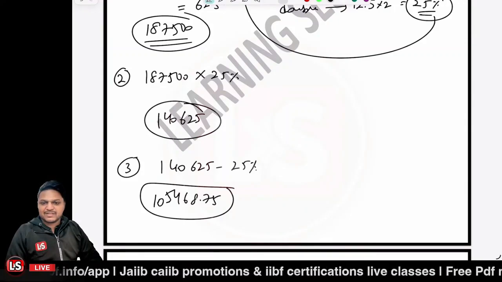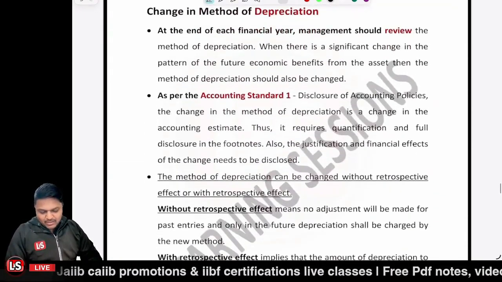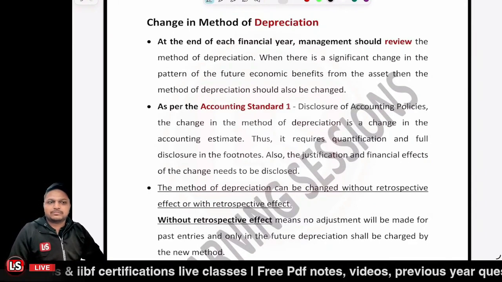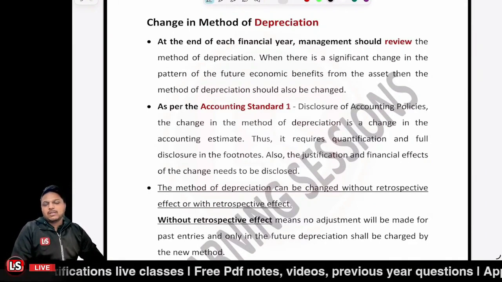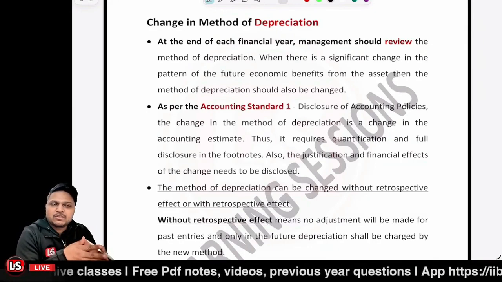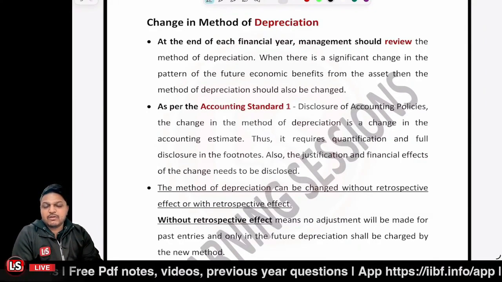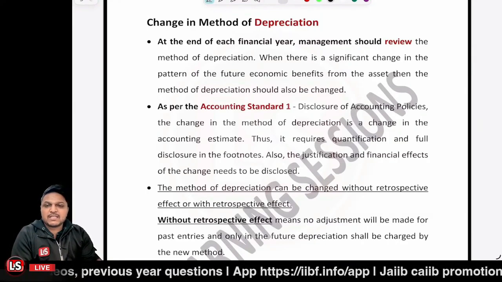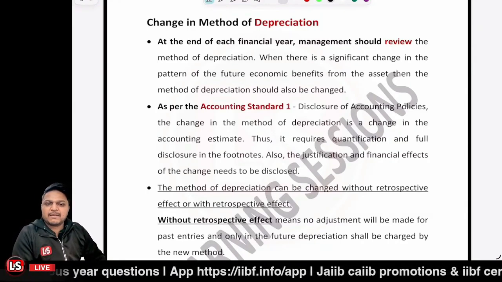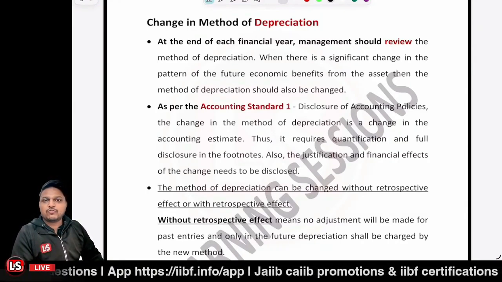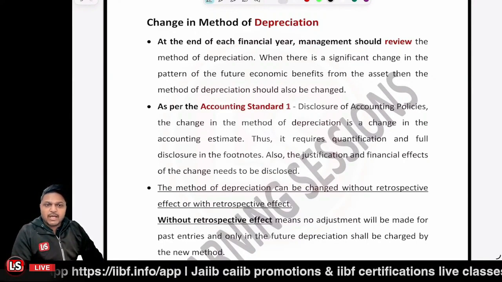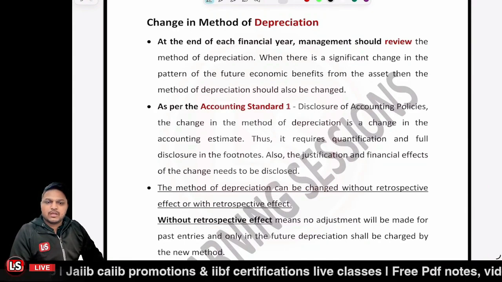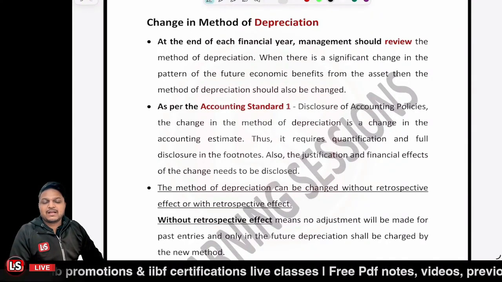Now, there could be a case where there is a change in the method of depreciation. The management is going to review the depreciation method, and it could be the case that we want to move from the previous depreciation method to a new depreciation method. Let's say previously the firm was using the SLM method of depreciation, and now they want to shift to the WDV method of depreciation. It could be the case. But that is to be disclosed. Disclosures are to be made because there are principles.